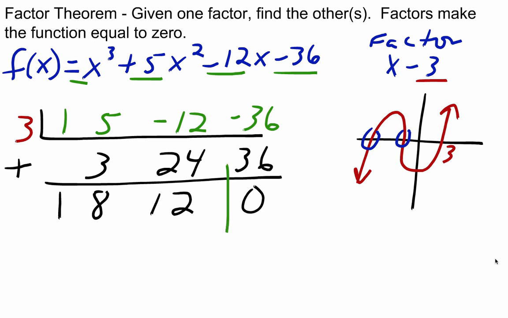In the green, 1, 5, negative 12, negative 36, I didn't have to put any zeros because the exponents on my variables were 3, 2, 1, 0. So they went right in order. I wasn't missing any, so that's why I didn't have to put any zeros.